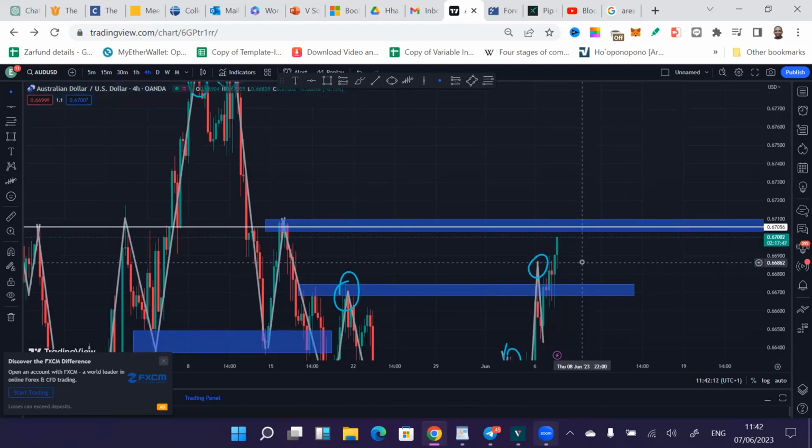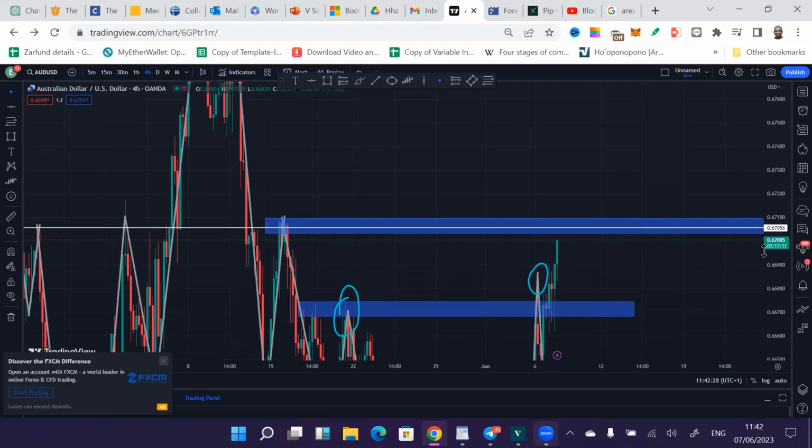So price is going there. I wanted us to use a pending order, like sell limit, because we want to sell here. But since price is almost there, let's watch it. Once price gets to this white line, we will enter a sell trade.